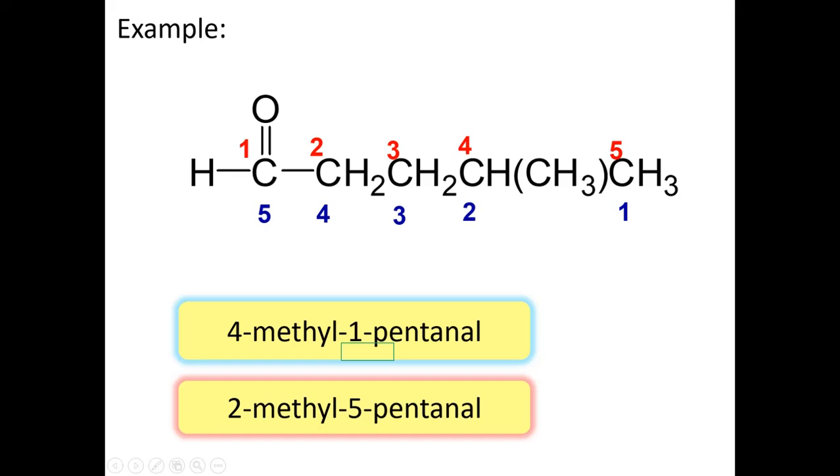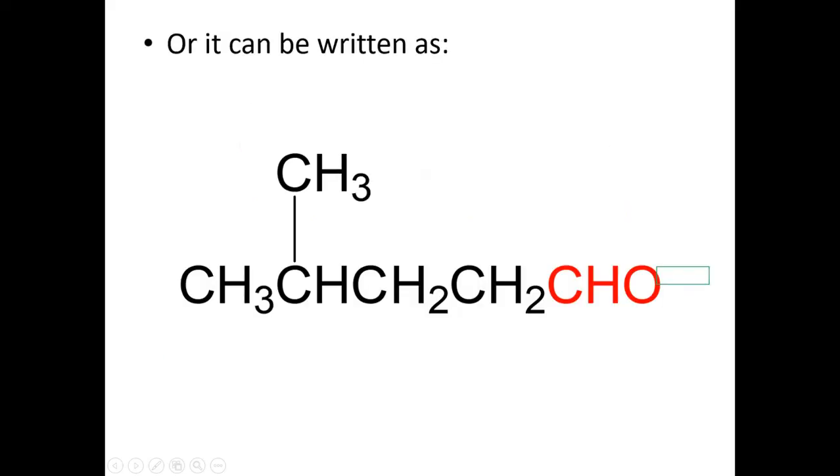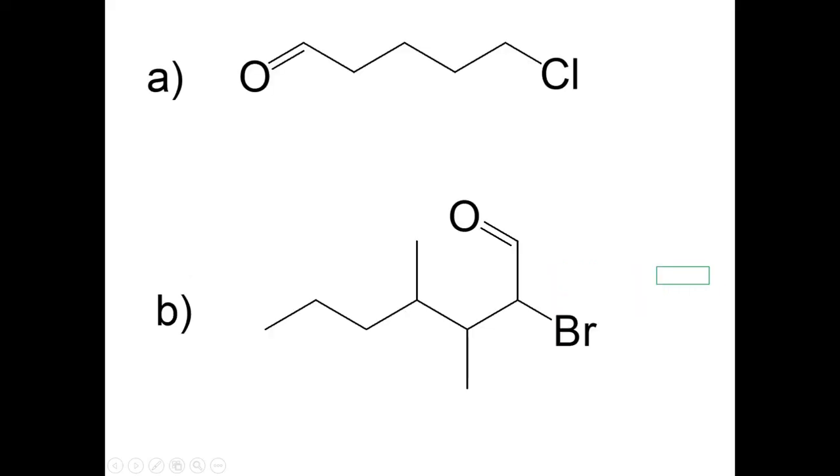Okay, always remember, normally the location of the functional group should be the lowest one. Okay, this is the correct answer because the location of the functional group here, which is C double bond OH, is at location number 1. Or it can be written as this structure, or we call it a condensed structure.